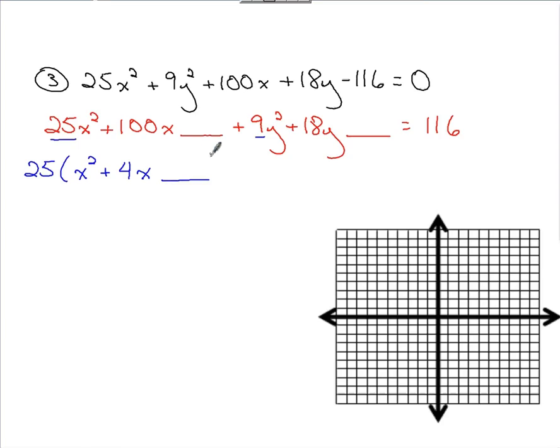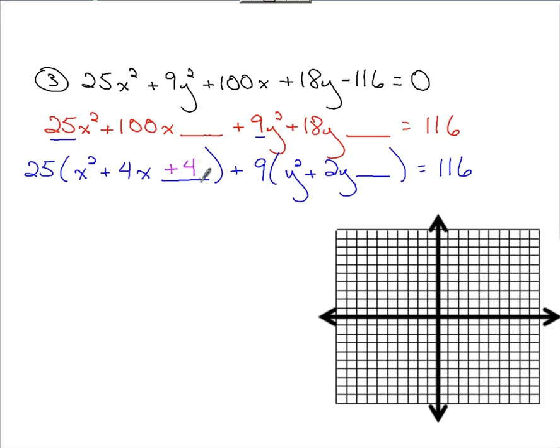Leave a little space. And over here, with the y's, I got that 9 sitting there. I want to take the 9 out. Got y squared plus 2y. Leave a little space. All that equals 116. So, completing the square. For the x's over here, I'm going to take half of the 4, which is 2, square that, which is 4, and add that on.